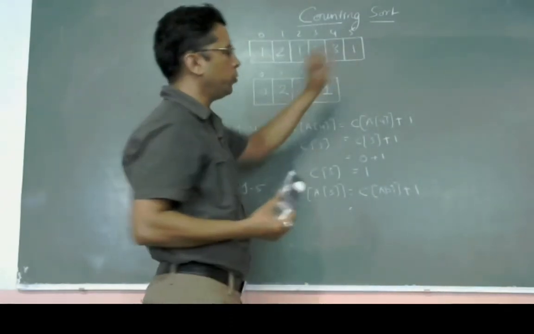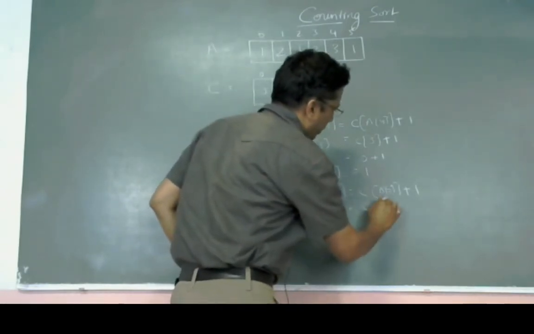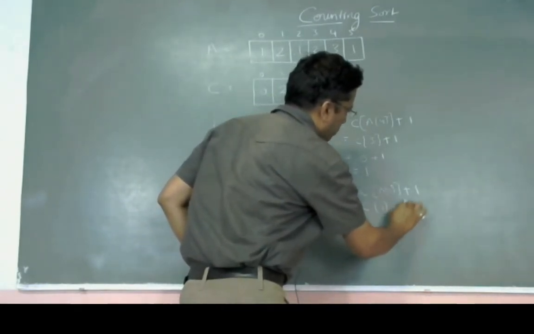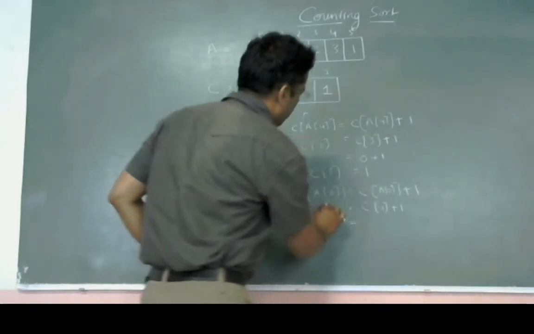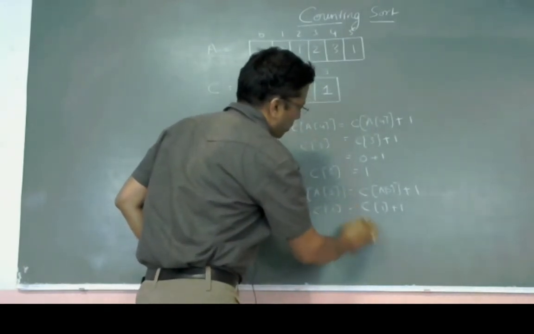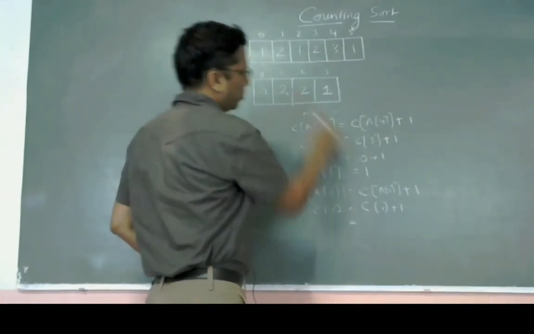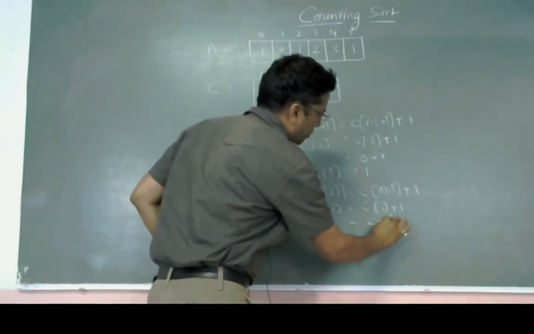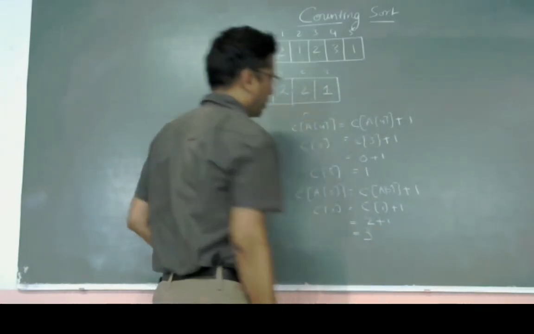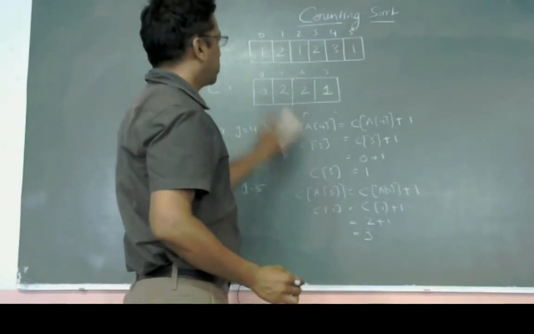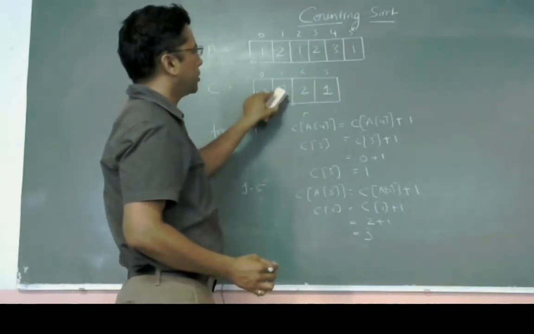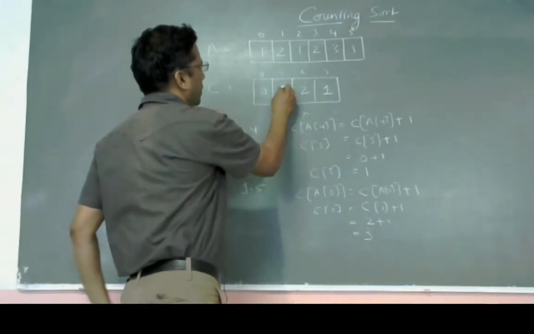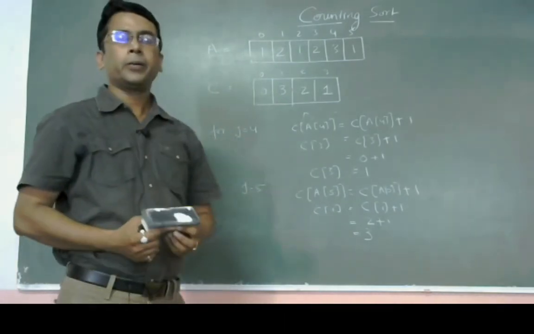A5 is equal to 1. So A5 is C1 plus 1, or A5 is equal to C1. So C1 is equal to 2. 2 plus 1 equals 3. So now the C1 value would become 3 instead of 2, right?